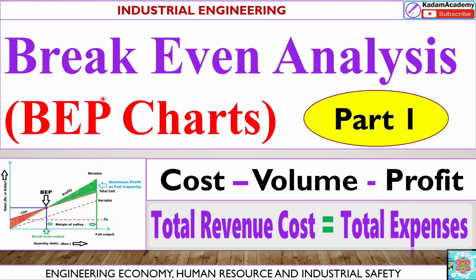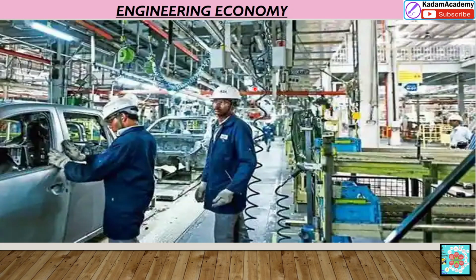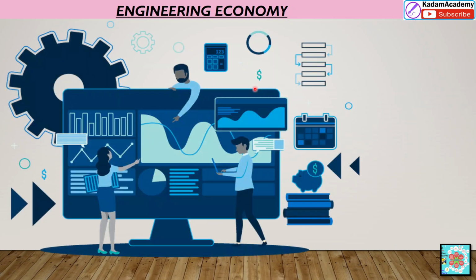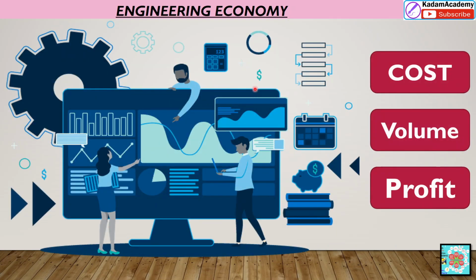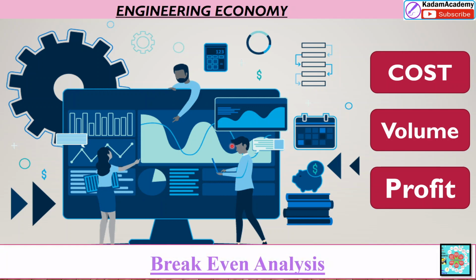Dear friends, in this video we are going to learn how to construct the BEP chart. What is the meaning of break-even analysis? This is the part 1 video. In a business, industry or enterprise, an analysis of 3 distinct factors will be there: cost, volume, and profit. This general study measures profit corresponding to different levels of output. The study of the cost volume profit relationship is frequently referred to as break-even analysis.